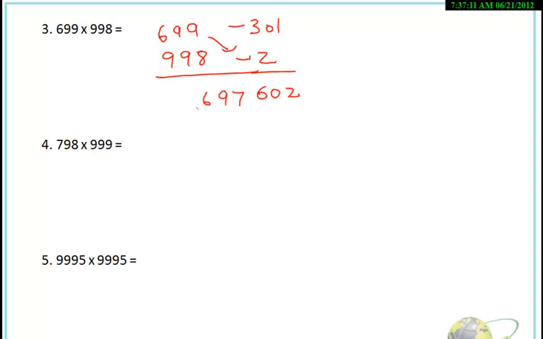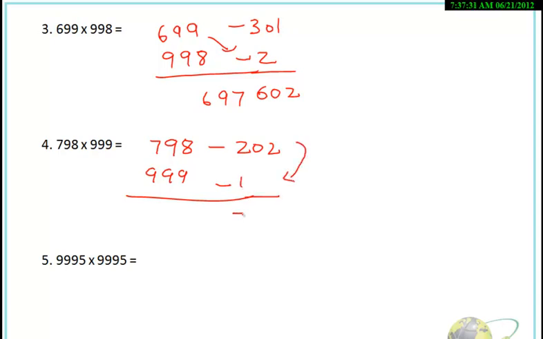Very simple, friends. Similarly, in this example, 798 and 999. Okay, it is 800, that is 202 less than 1000 and it is 1 less than 1000. With this multiplication we have to fill up 3 digits, so we'll be getting 202 only and from this subtraction we'll be getting 797. So the very big numbers but the very small, very quick calculation.